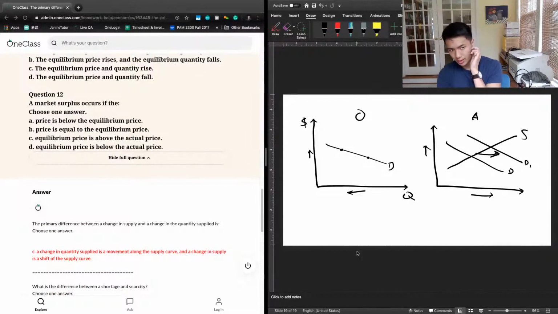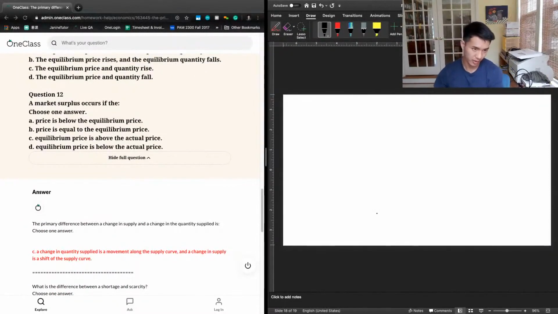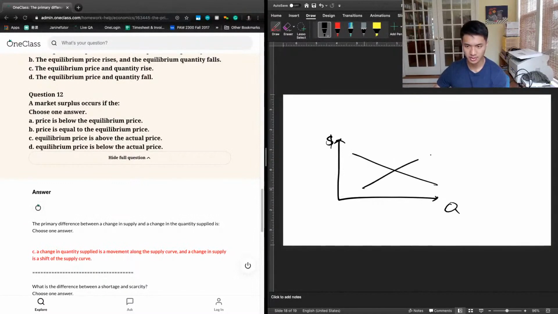Market surplus occurs if the A, price is below the equilibrium price, B, price is equal to the equilibrium price, C, equilibrium price is above the actual price, or D, equilibrium price is below the actual price. So market surplus looks something like this. We have our supply and demand graph, and surplus means that supply is greater than demand. And so we're dealing with a price that is above the equilibrium level, right? Something like this, where we have high supply and low demand. This is our surplus, right? So market surplus occurs if the equilibrium price is below the actual price, and that's going to be the best answer here, D.